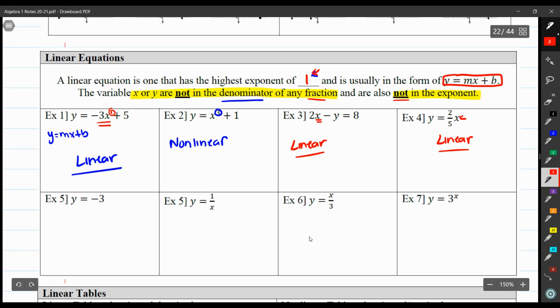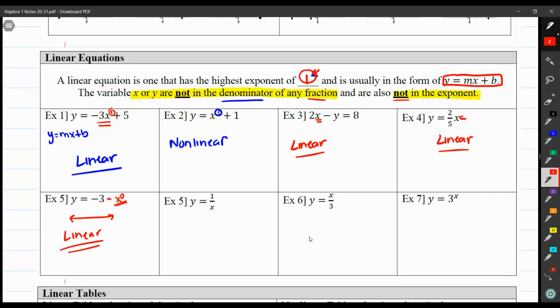Now, example 5 is an odd one. Y equals negative 3. There is no x here at all. So this is like saying x to the 0. And since this is a lower exponent than 1, this is in fact a linear function. It's actually a line that goes horizontally across my graph. And we'll learn more about that later as well.